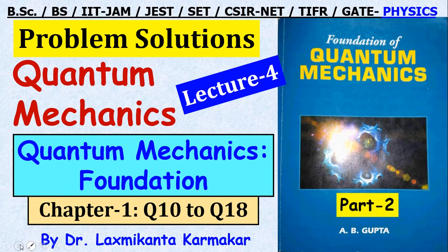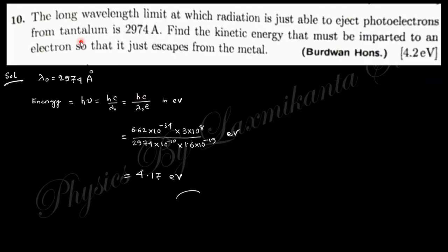So let's start with question number 10, which says: the long wavelength limit at which radiation is just able to eject a photoelectron from titanium is this. This is the long wavelength, that is the minimum energy, right? Long wavelength means short frequency, that means lower energy.